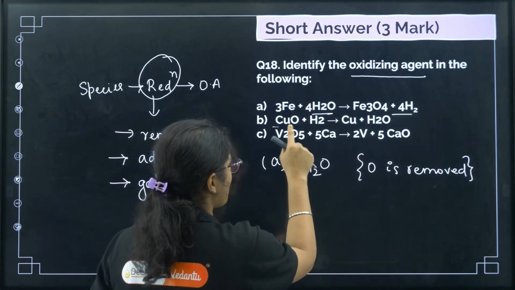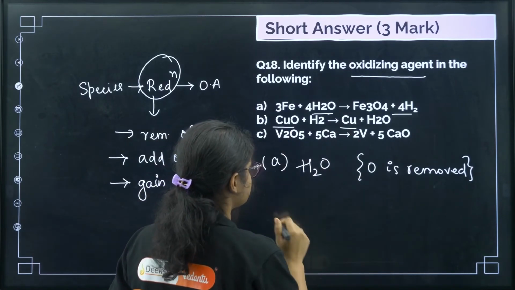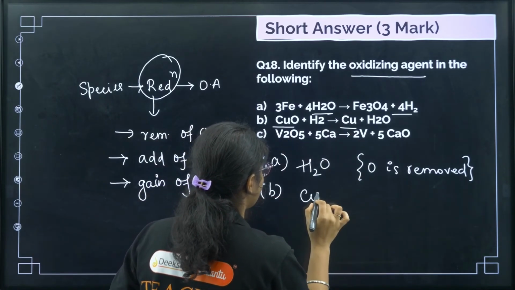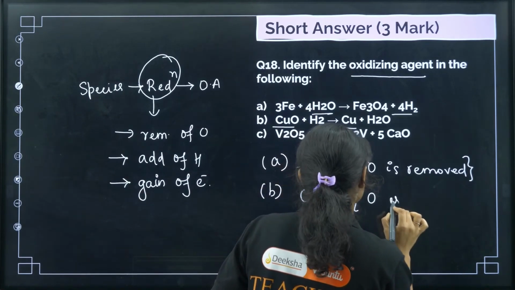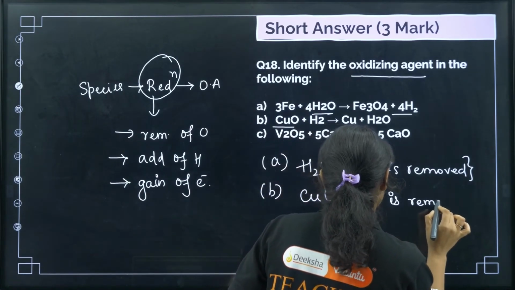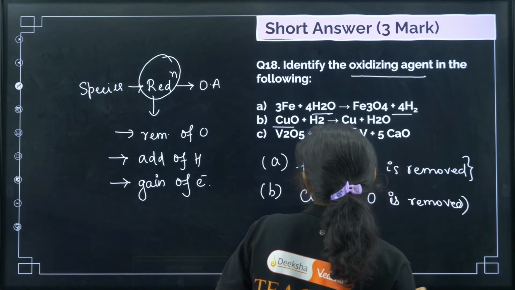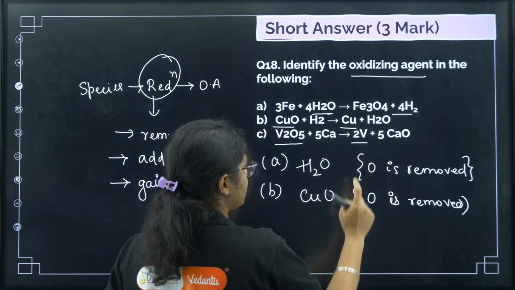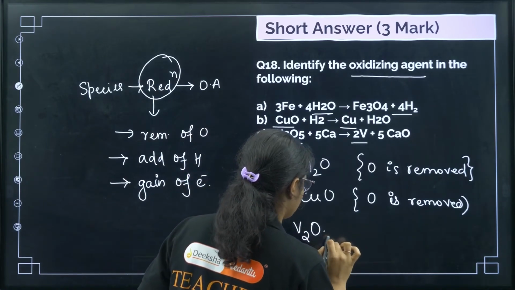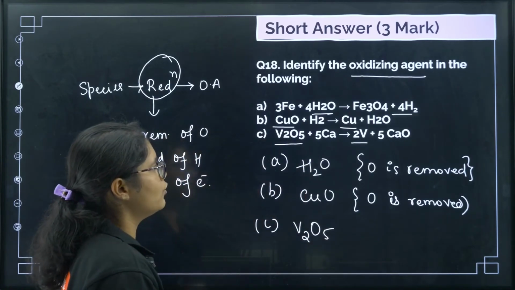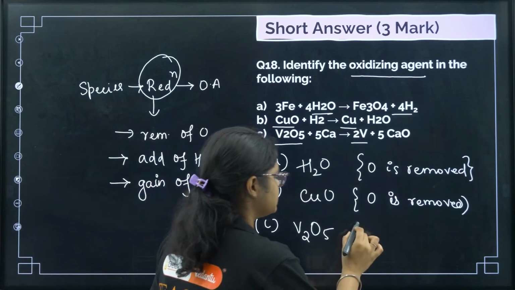Now you can see here copper oxide to copper, again oxygen is removed, so this will behave as an oxidizing agent. So I can write oxygen is removed, right? Next, from V2O5 to vanadium, again oxygen is removed, so the oxidizing agent is V2O5. The reason is the same.